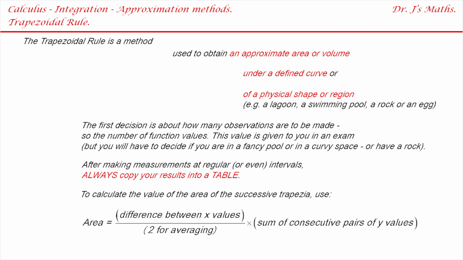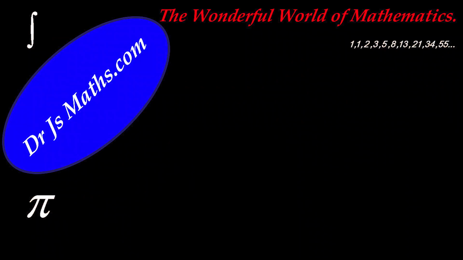And then to calculate the value of the area of successive trapezia, you simply use the formula that we're talking about, and that is that the area is equal to the difference between the x values in your table over 2 for averaging those lengths, and then the sum of consecutive pairs of y values. So you should now have the steps to apply to use the trapezoidal rule to find approximate areas and volumes under curves or for shapes within the context of calculus. Hope I've helped you to clarify the approach and the techniques.